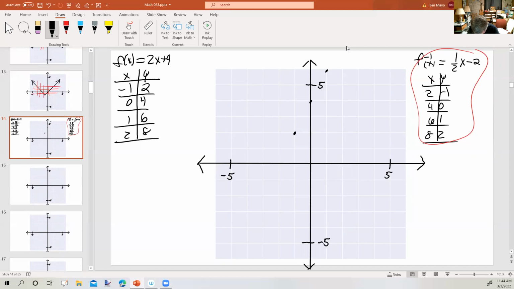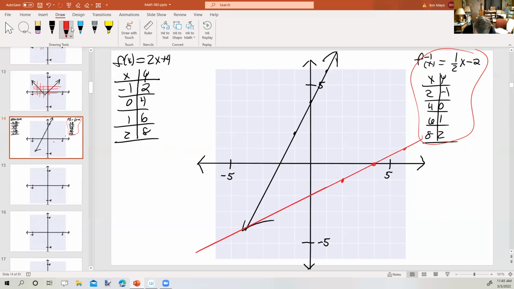And let's see here. I'm going to graph that. I'm going to get that picture. Okay. Now, let's do the inverse function in red. Let's see, x is 2, y is -1. Is that right? 2, -1, 4, 0, 6, 1, and 8, 2 again isn't on the graph.